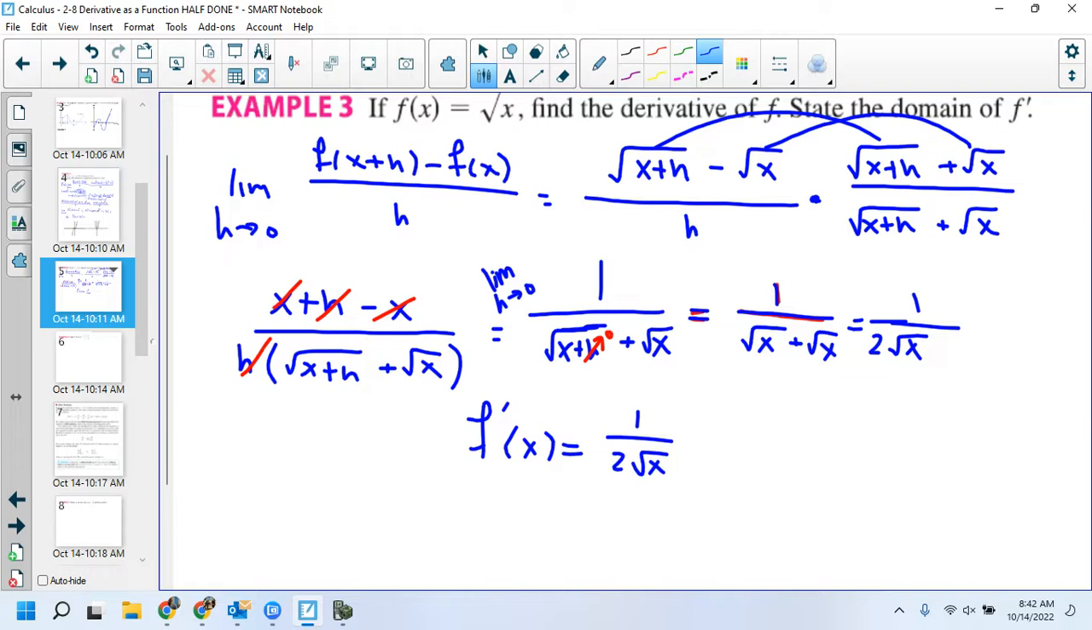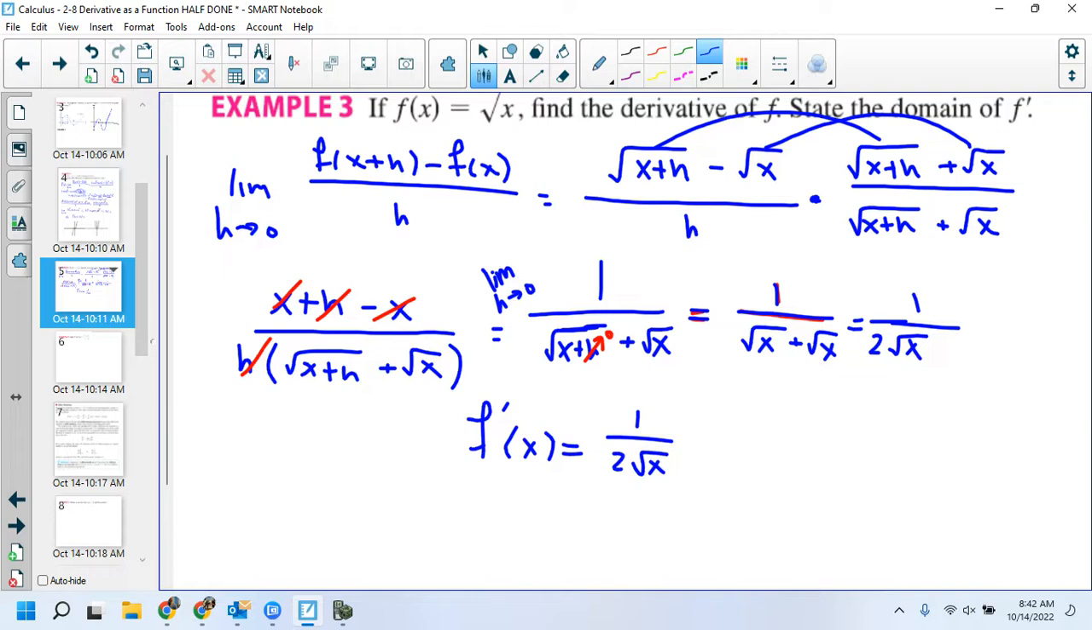Now, let's state the domain. Now, please understand what we just did. We just found an equation at any x value. We can plug in the x value, and it's going to give me the slope of that tangent line. All right, so you want to find it at 4? Great. 1 over 2 times the radical of 4, which is 1 over 2 times 2, which is 1/4. The slope at x equals 4 is 1/4.